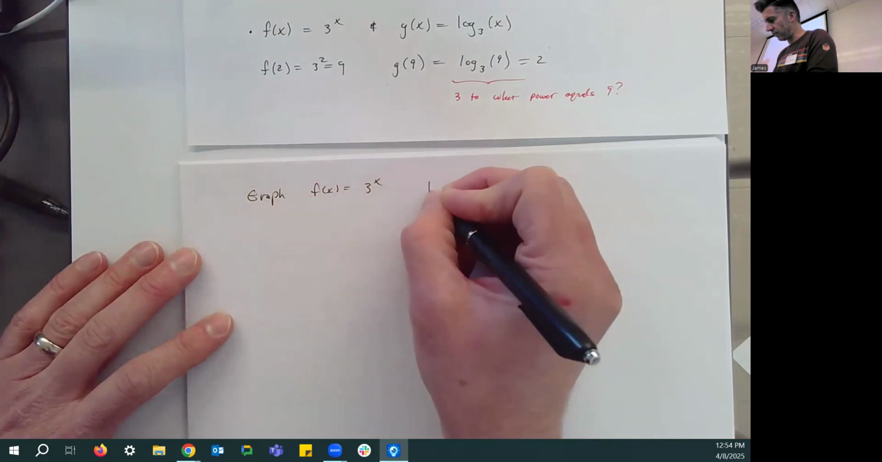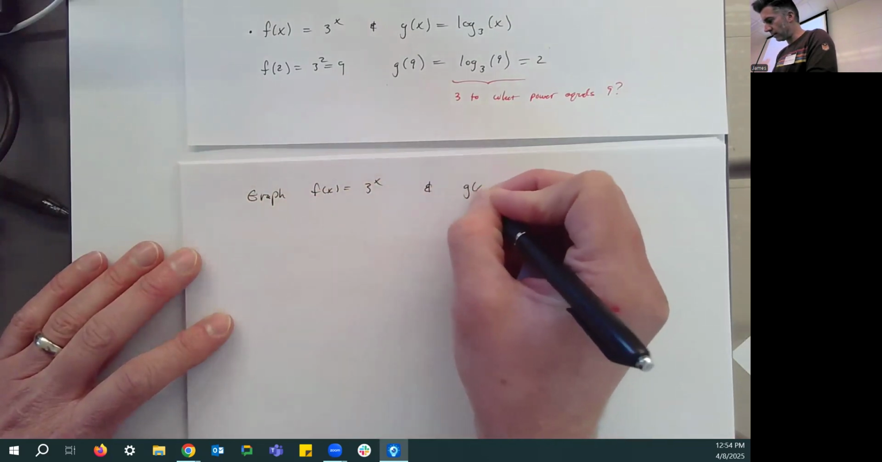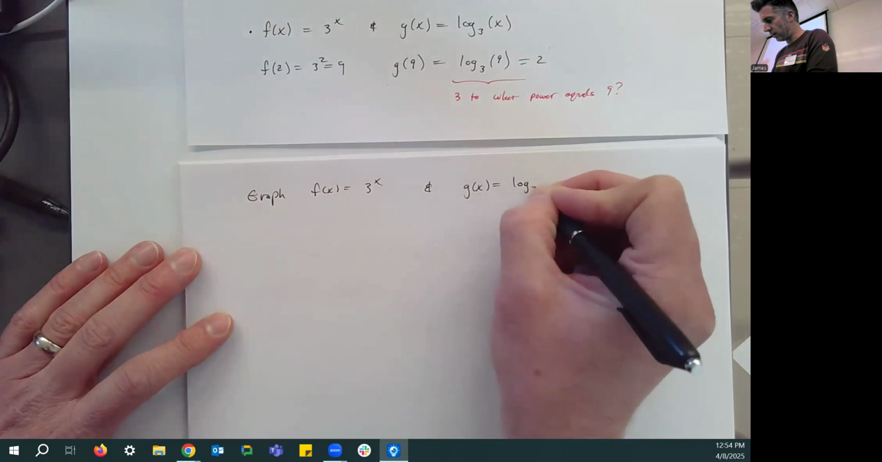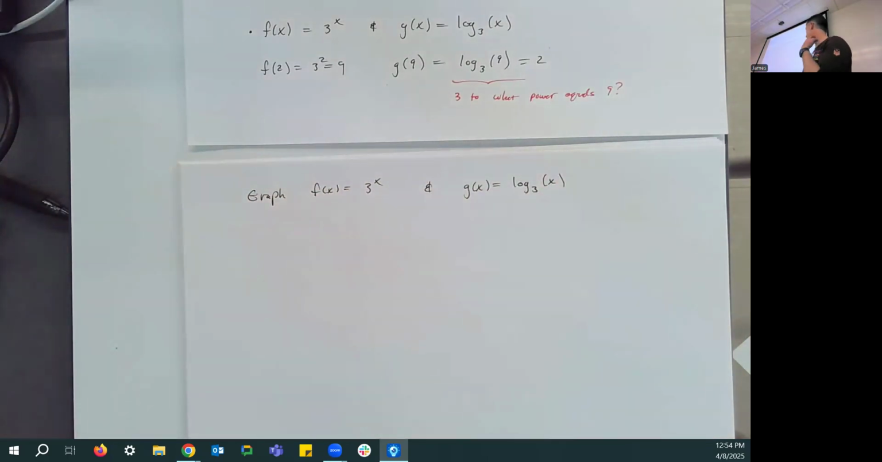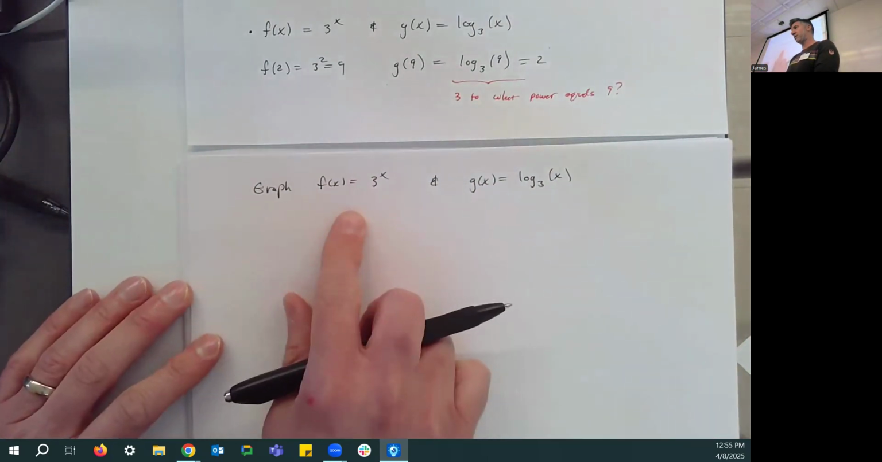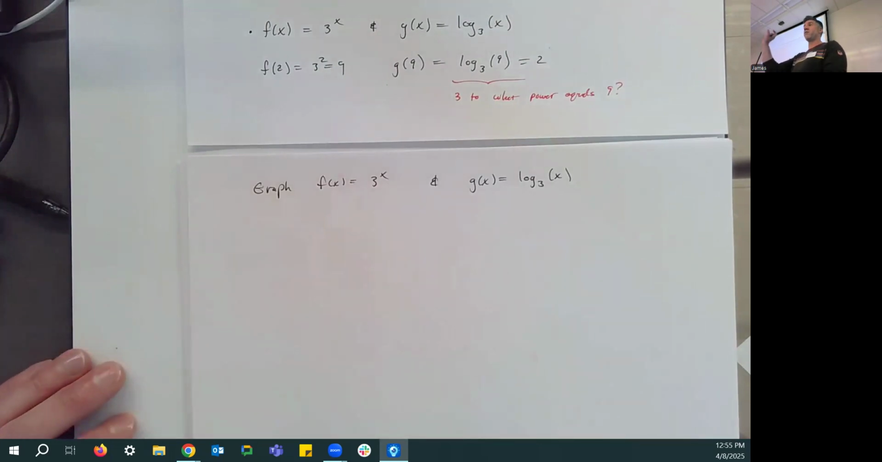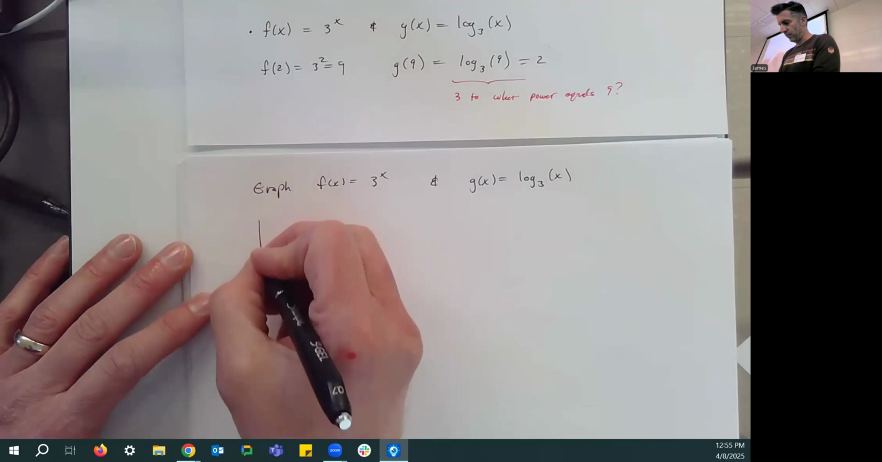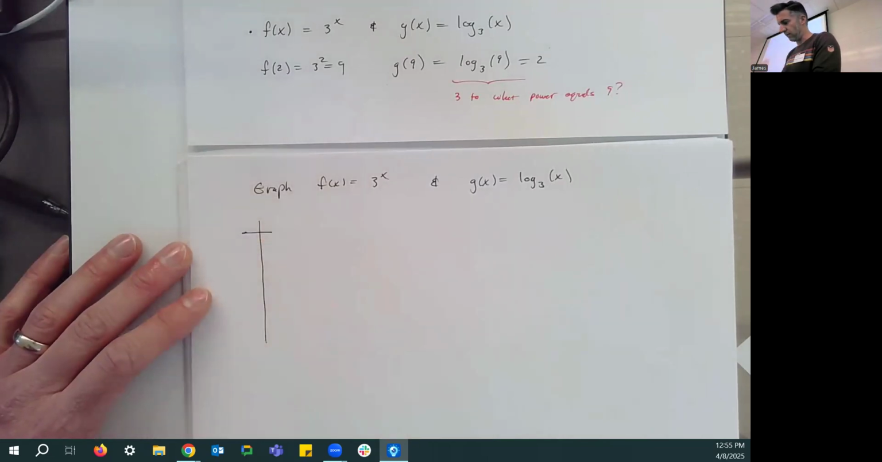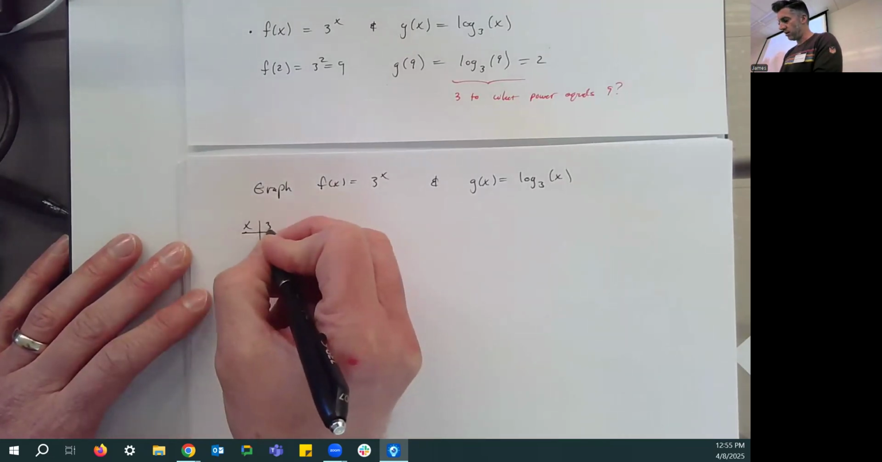We're going to graph f of x equal to 3 to the x and g of x equal to log base 3 of x. And all I'm really going to do is plot a few points for f of x, and then invert all of them to get the points for g of x. So here's my table for f of x. Make like 5 points. Here's my x value and my 3 to the x.